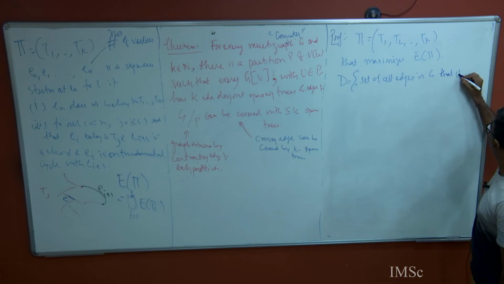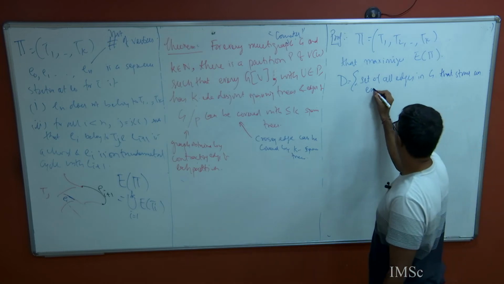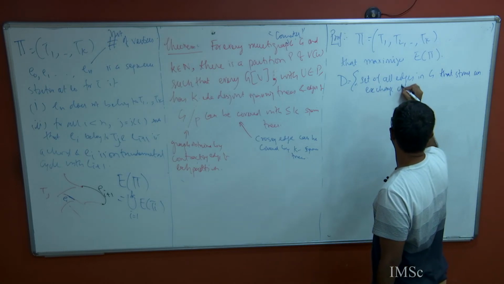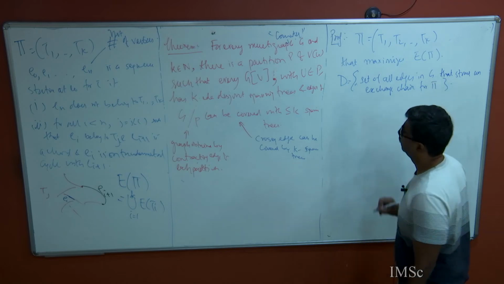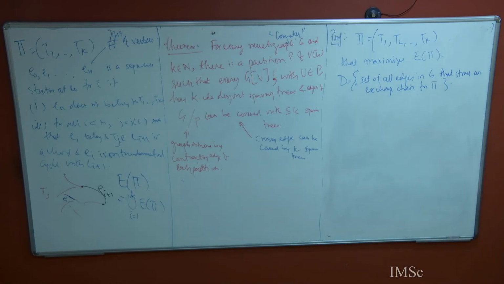set of all edges in G that starts an exchange chain for pi. So what is D? Set of all edges of G that starts an exchange chain for this. So now let's pick up an edge which is not in this.